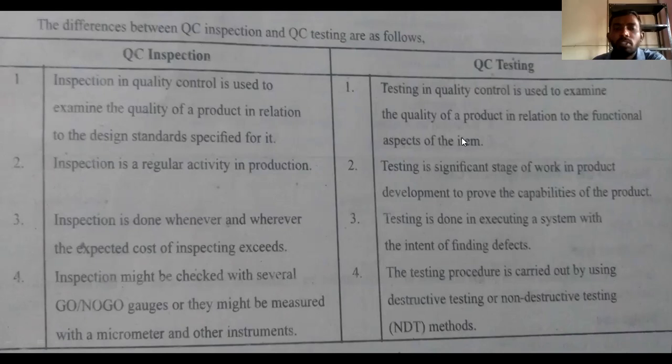So this is the difference between inspection and testing. What is inspection, and what is testing? In the inspection method, first we can use go and no-go gauges. When it comes to the testing methods, we can use destructive testing and non-destructive testing, using these machineries or this procedure to know the quality of the product. So this is the difference. Next, you can see the non-contact inspection methods, non-optical ones.